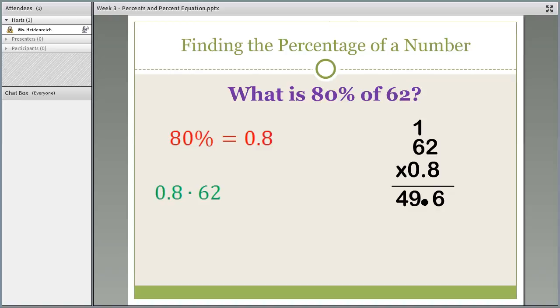So the answer to the question, what is 80% of 62? The answer is 49.6. So if you were at a store and it said that something was $62, but it was 80% off, then you could do this problem and you would get 49.6. And that's how much money you could subtract from 62, and because you wouldn't have to pay the $49.60.